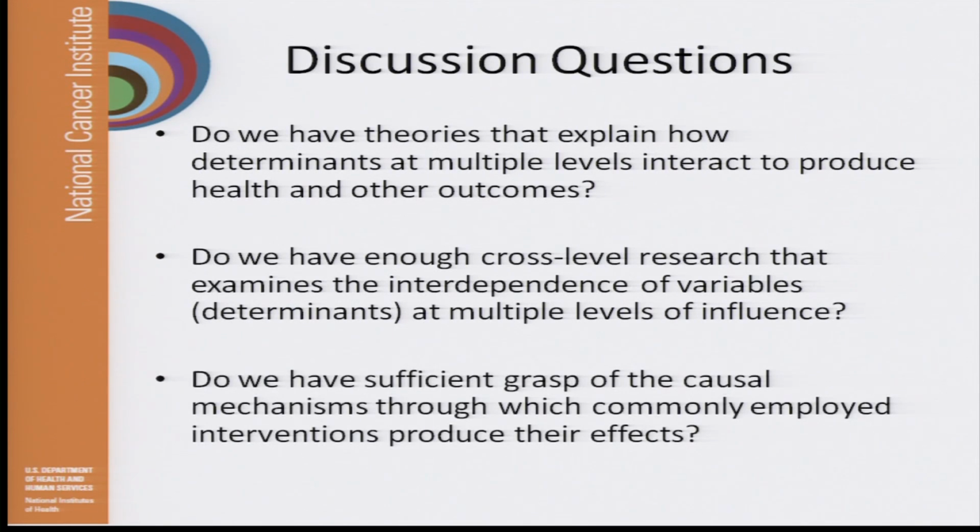And then finally, do we have a sufficient grasp of the causal mechanisms through which many commonly employed interventions produce their effects? And I've been struck by several papers that have been published in Implementation Science and other journals that have looked at the intervention of audit and feedback, which, as many of you know, has been studied tens, if not hundreds of times in various places. But it's only really in the last 2 or 3 years that we have begun to ask the question, how or why does audit and feedback work?